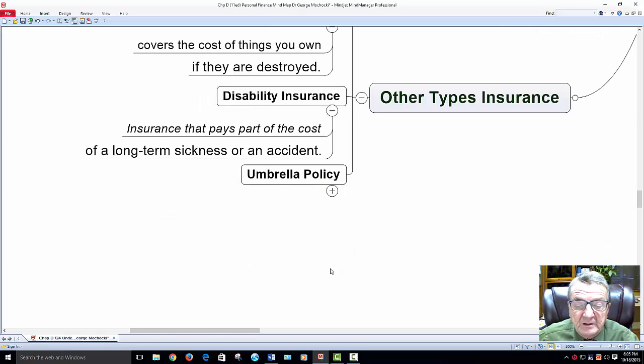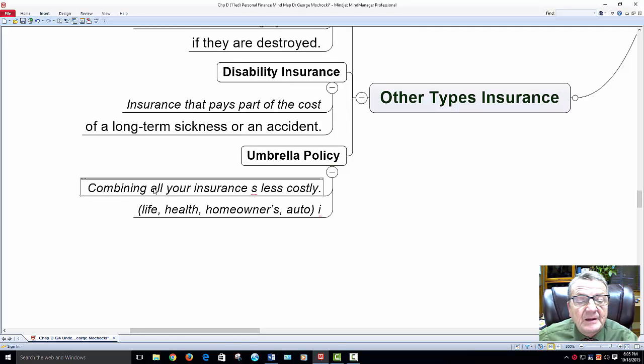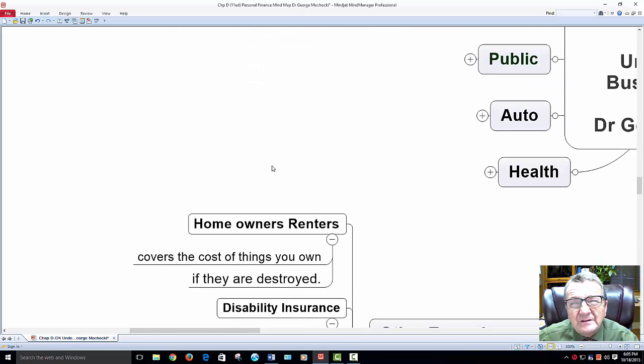Okay, umbrella policy is combining all your insurances, less costly. It's almost like bundling everything else together. Sometimes you get a good deal, sometimes you don't. You should get different discounts if you utilize the same, but you have all your eggs in one basket.